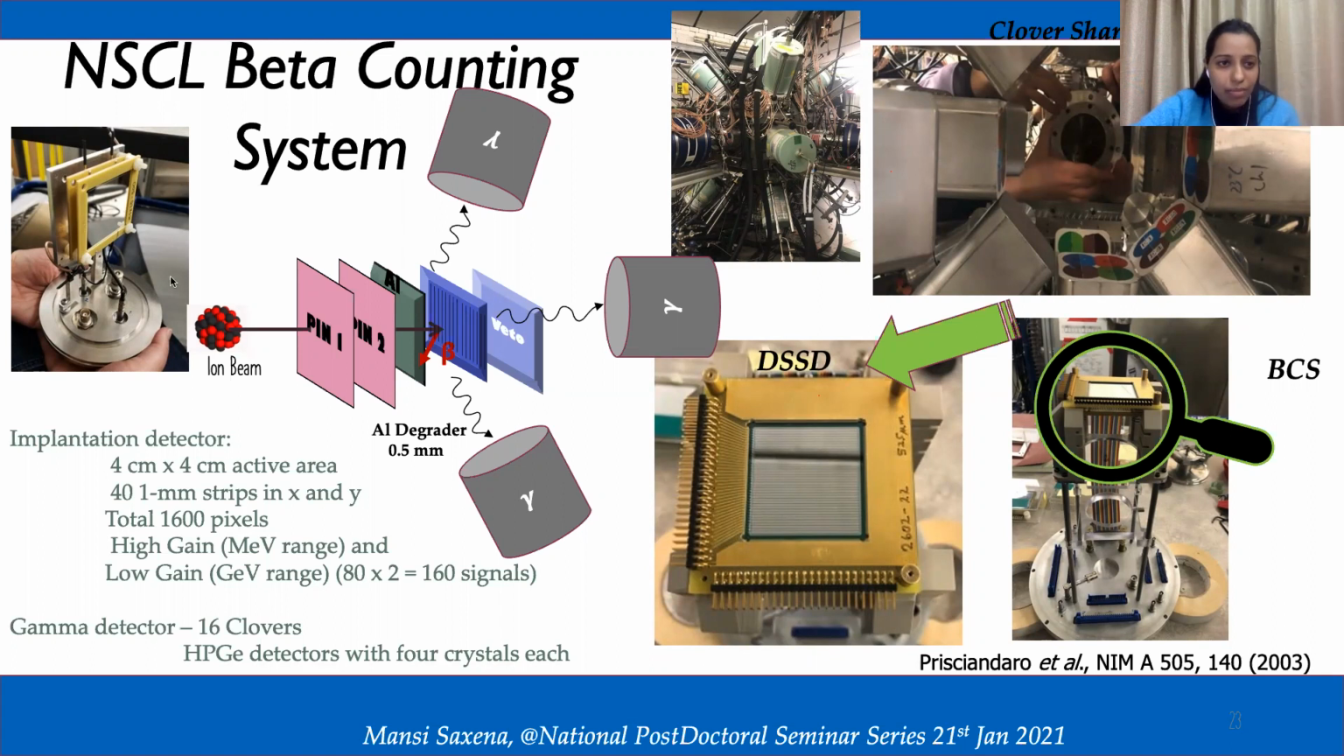Now, here are some snapshots from the experiment. So these are the pin detectors which were placed upstream. That's actually the entire setup, but mainly showing all the Clover detectors from the Clover share array. That's the BCS stack, which was actually put inside this. And that's a zoomed up picture of the DSSD detector, which went on top of this beta counting stack. And this was put inside here.